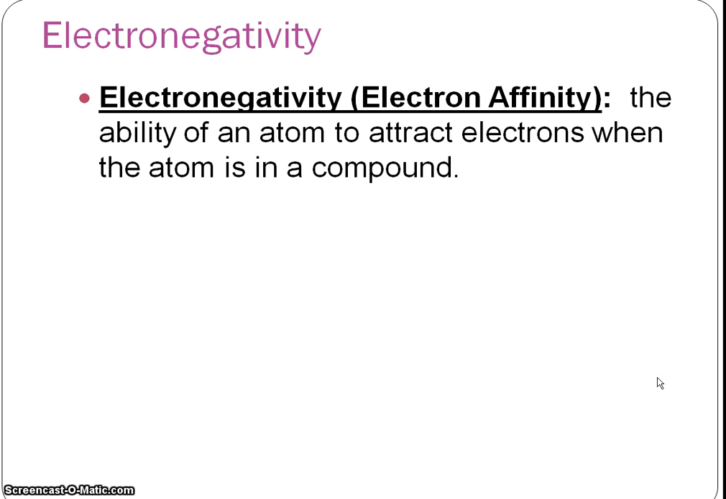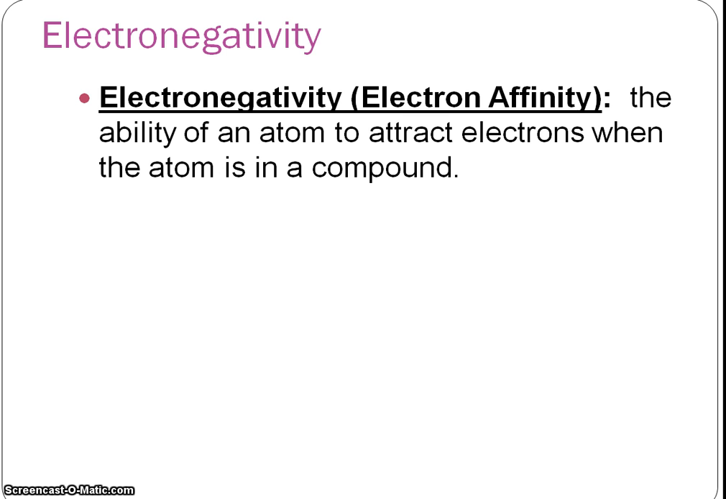So first go ahead and write down that definition. Electronegativity is the ability of an atom to attract electrons when the atom is in a compound. And this word is actually going to be really important in our bonding unit because we're going to talk about how atoms share electrons, but they don't necessarily share them equally because some of them pull more than others. So electronegativity is the ability to pull those electrons toward it.